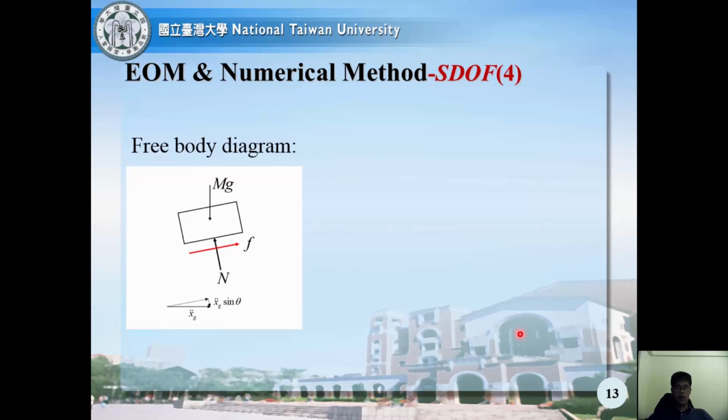And then by the free body diagram and then the force equilibrium, we may get the normal force of our system. However, due to the small inclination angle of our system, the normal force can be simplified into this form.